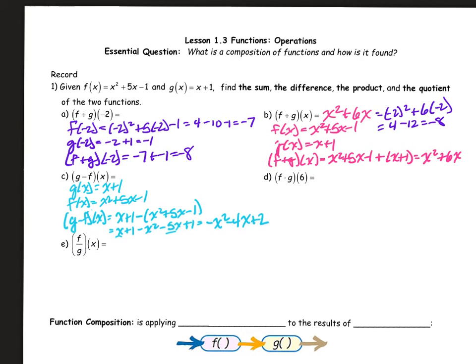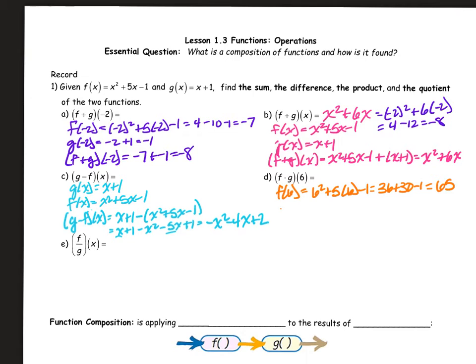Awesome. Okay, now this one says f times g of 6. So I'm going to find f of 6 first, which gives me 6 squared plus 5 times 6 minus 1, which is 36 plus 30 minus 1, equals 65.